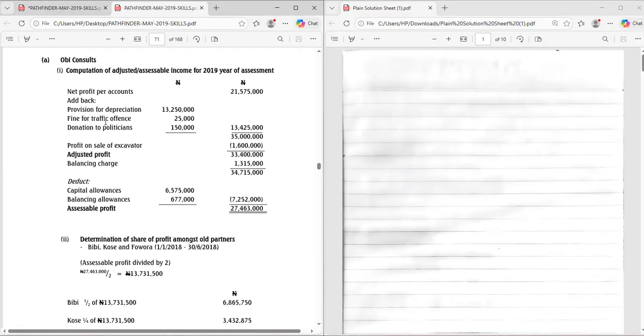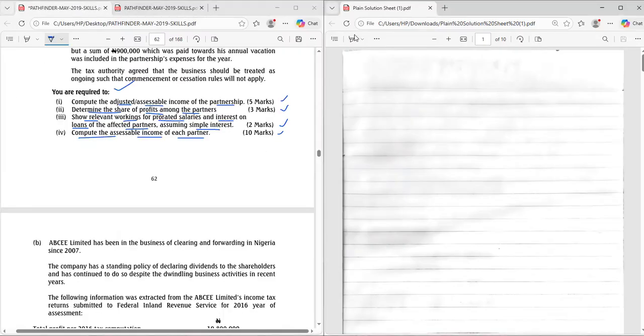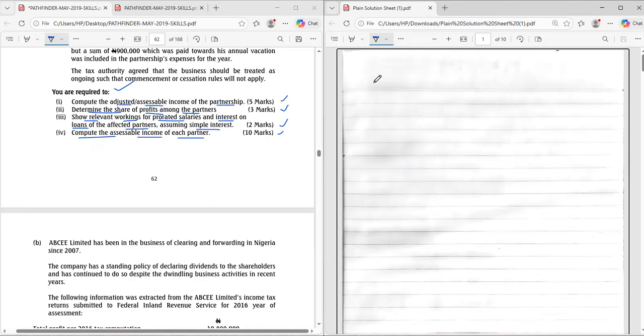So we have our solution here already, but what I will just do is solve it again. I will explain why the figures are like that, and we go. So the first one is what? This is May 2019, question 1, partnership, taxation of partnership. That's what we are looking at.